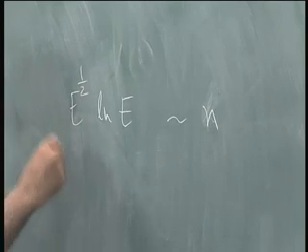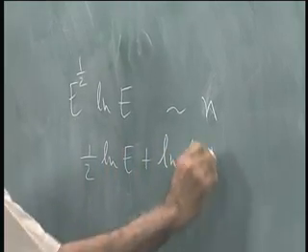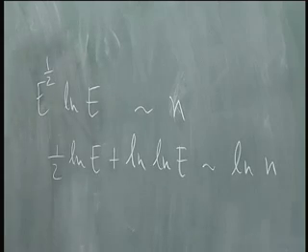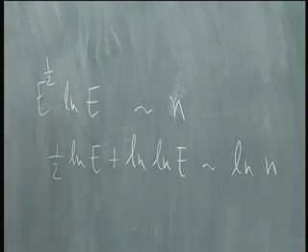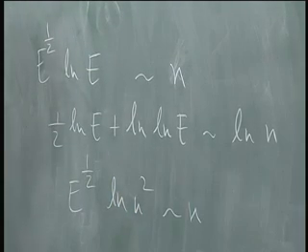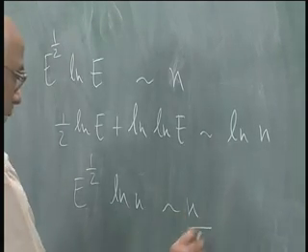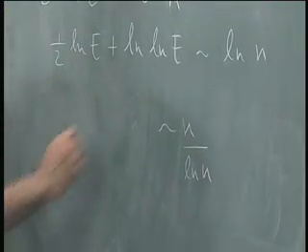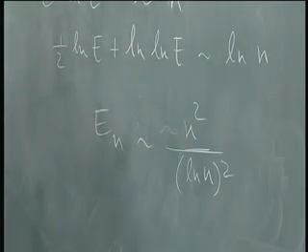Or better still, take logs on both sides, so you get half log E plus log E is like log n. This is much smaller than this, so it immediately says log E to first approximation is like 2 log n, or E is like n squared. Substitute that in here, so it says e to the half times log n squared is like n. But log n squared is just 2 log n, we do not need that factor. So e to the half is like n over log n, or E_n is like n squared over log n whole squared. So the guess was almost right, it is just log n whole squared.